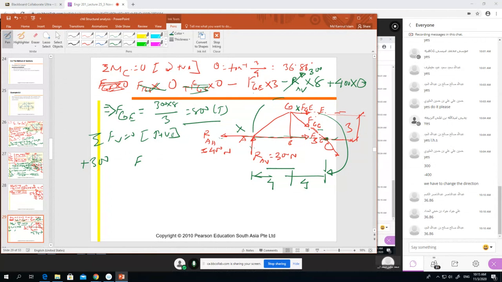It is downward, so it is minus FGC into sine theta. This theta you calculated already, how much? 36.86. What other vertical force do we have? We don't have any other vertical force, so it equals 0. Now FGC equals 300 divided by sine 36.86. Please calculate it. How much is the result? FGC is how much? Please calculate quickly.